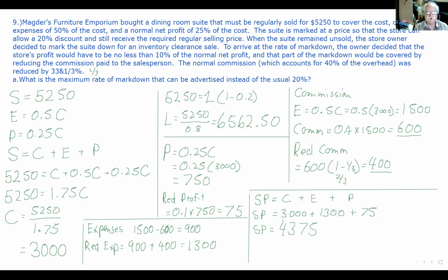So the last part is the rate of markdown. So let's make a note of what we need. The highest price they've ever offered is the 6562.50. And the lowest price we've now decided they're going to offer is 4375. So let's go over and calculate that.